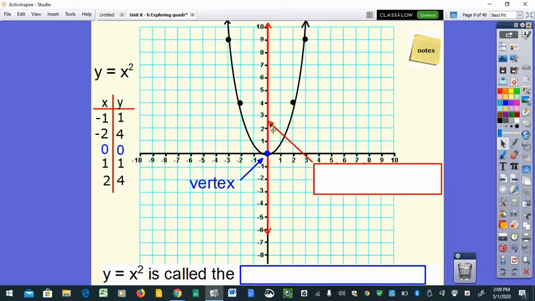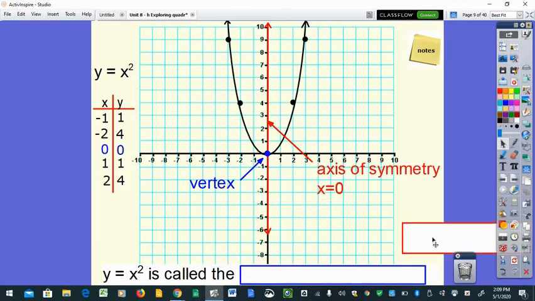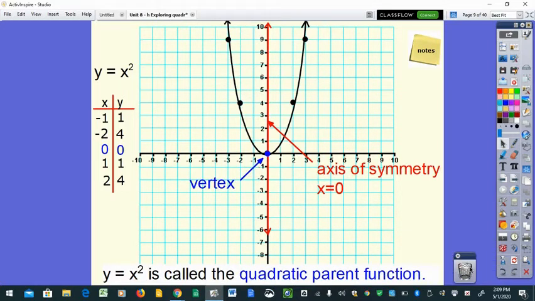And I want you to look at the red line that runs through the vertex, that vertical line right through the vertex, and I want to write the equation of that line. So it's going to be x equals, because it's a vertical line, and it will always be x equals the x coordinate of the vertex. So in this case, it will be x equals 0. Now you might remember back from Unit 3 and family functions that we called this parabola the quadratic parent function, and then we would talk about all other parabolas and how they differed from the parent function, and that's what we'll talk about going forward today.